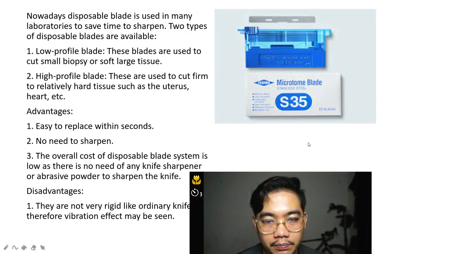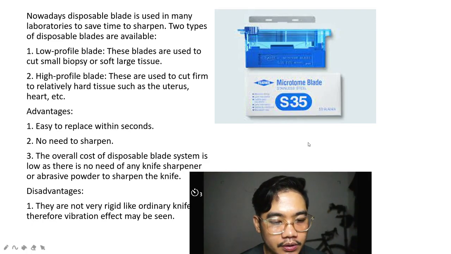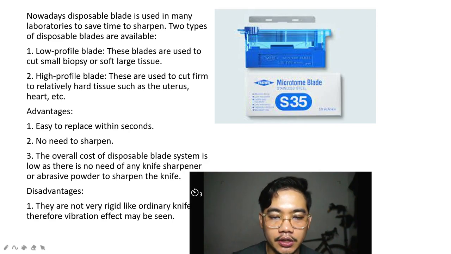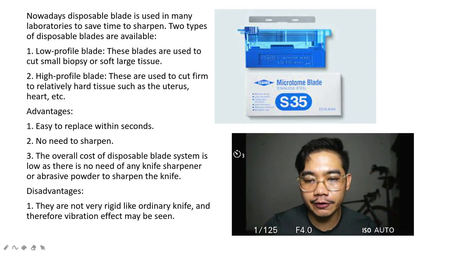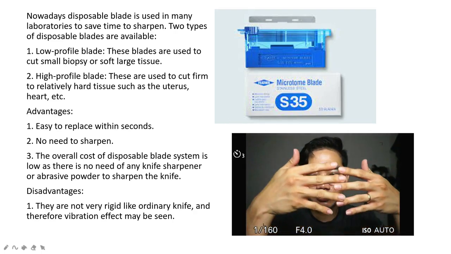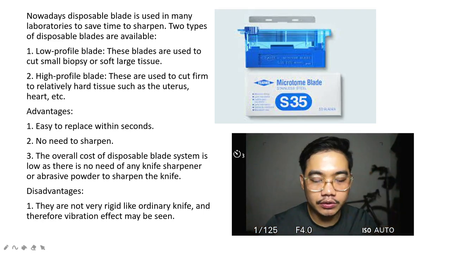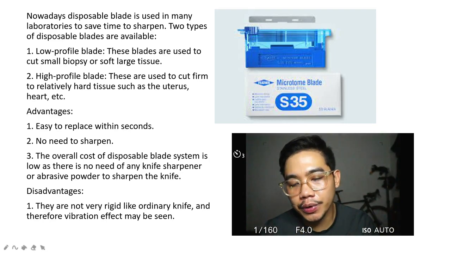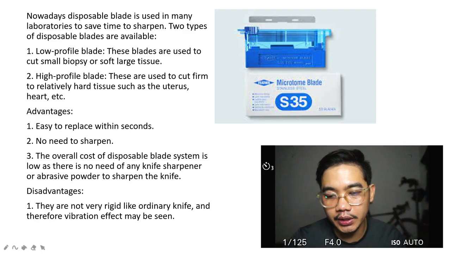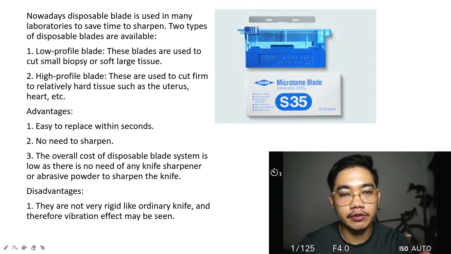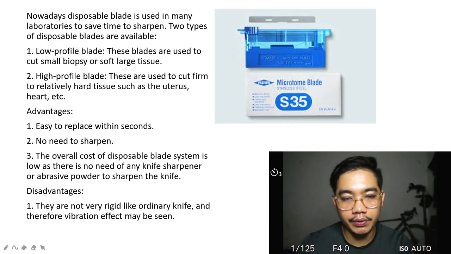So the disposable blade, like what we use, is low profile, easy, no need to sharpen. They are not very rigid compared to your ordinary knife, so some vibration effect may be seen. What are these vibration effects? The tissue may shear, but for the most part it's quite negligible, because the newer rotary microtomes are very stable. It's one of their advantages. Even the part that attaches to the knife is very stable, so it's very rare to have vibration.